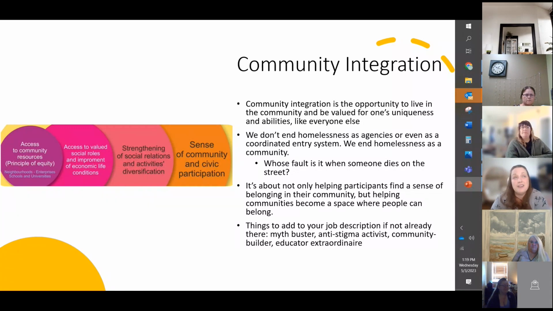So we're helping people integrate into the community, but we're also advocating on the community level for the community to be welcoming and a good place for everybody to be.